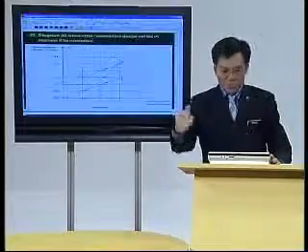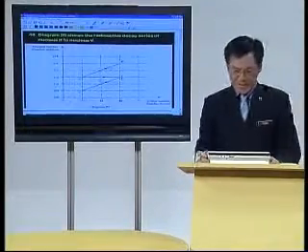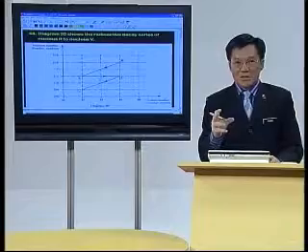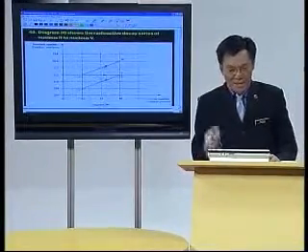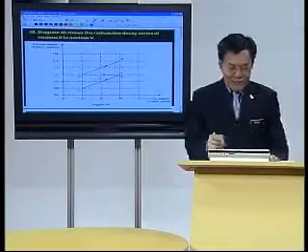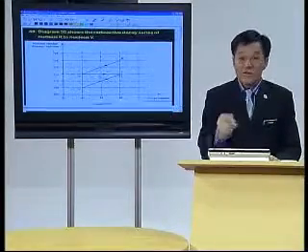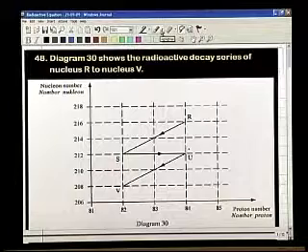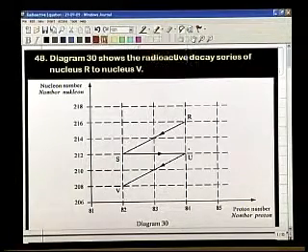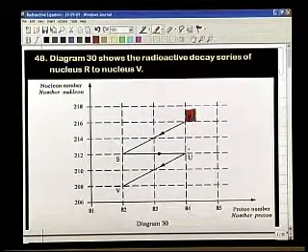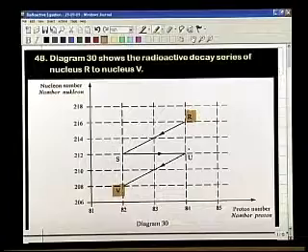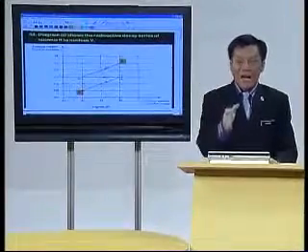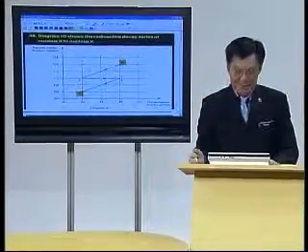Alright, let me guide you through the process. There are a few very important things that you must take note of. Number one, it says from nucleus R to V. So let me do the highlighting. I'll choose something. So this is R and this is V. So we want to go from R to V.